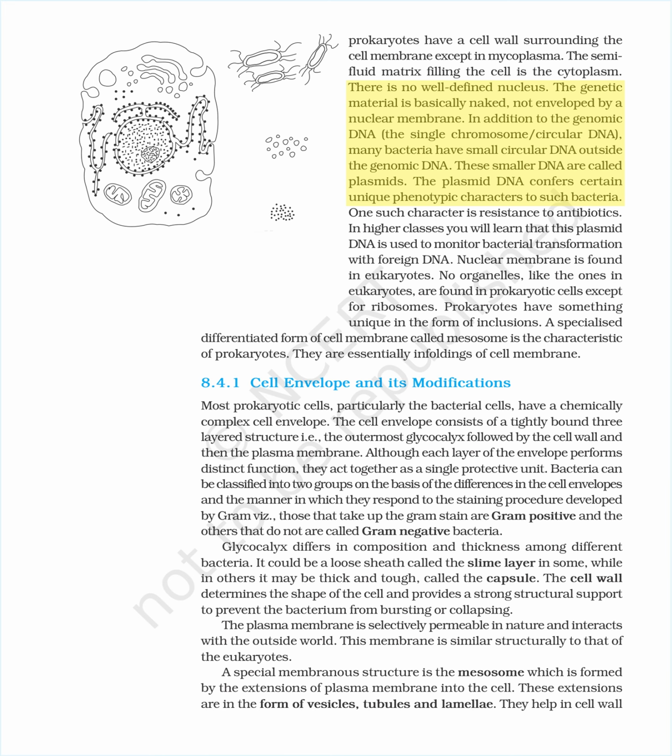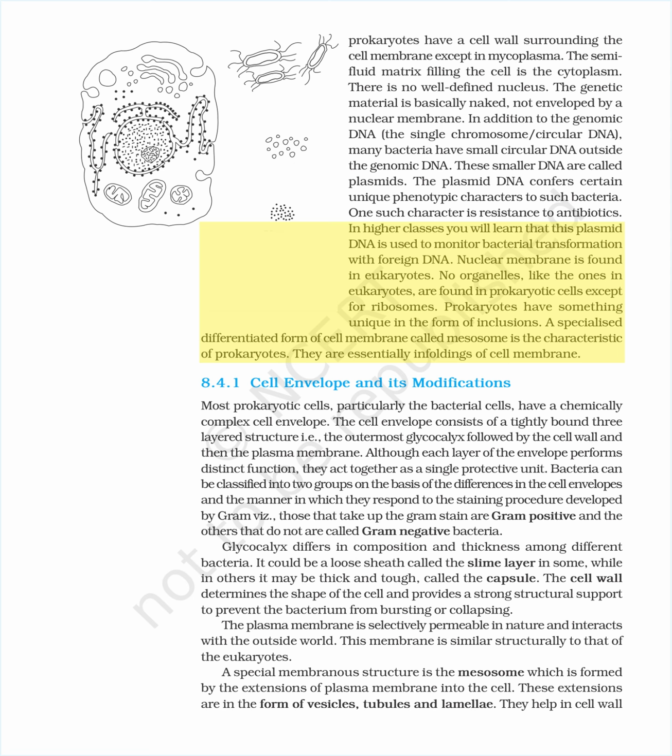In addition to the genomic DNA, the single chromosome/circular DNA, many bacteria have small circular DNA outside the genomic DNA. These smaller DNA are called plasmids. The plasmid DNA confers certain unique phenotypic characters to such bacteria. One such character is resistance to antibiotics. In higher classes you will learn that this plasmid DNA is used to monitor bacterial transformation with foreign DNA.